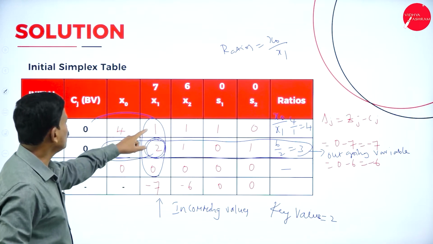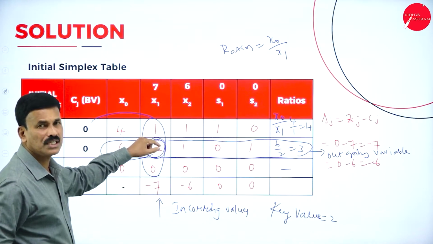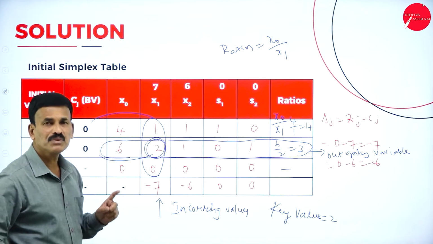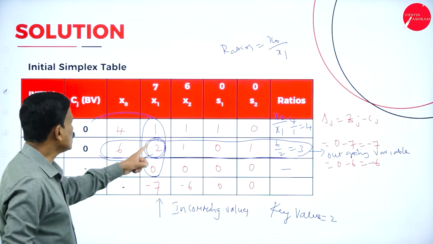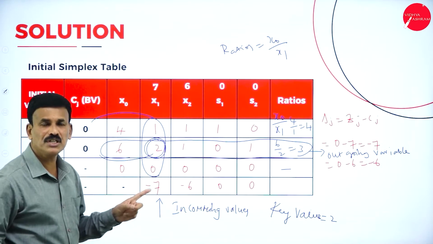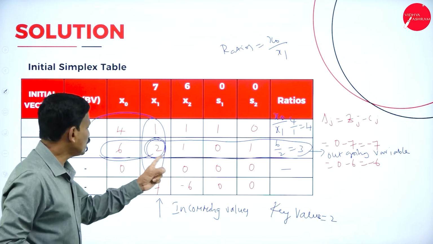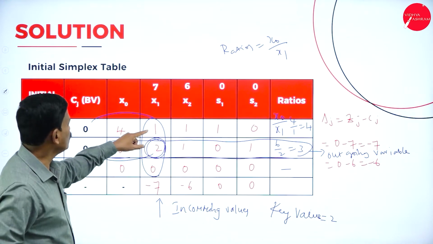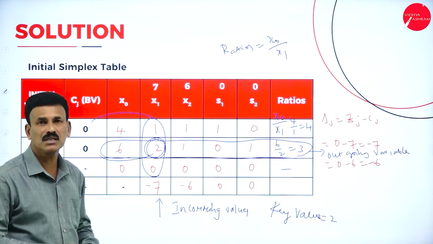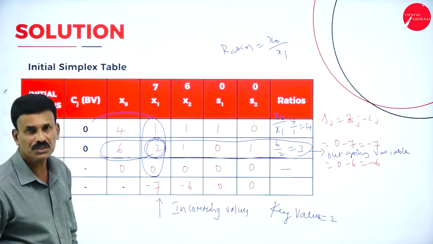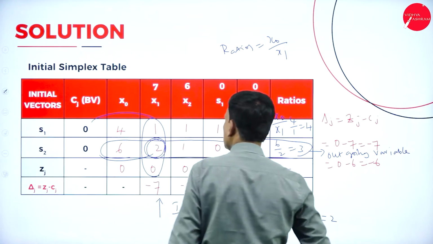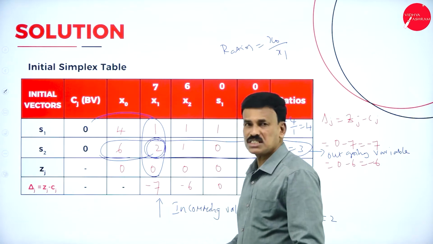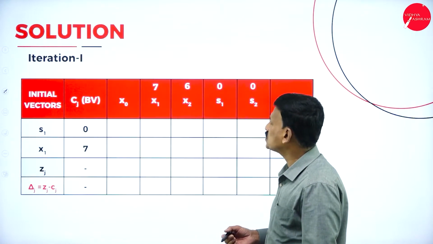And again convert this element as 0. Okay, so there are two important steps. The first step is convert the key element as 1 by dividing throughout by 2, and above this key element convert this element as 0 using the proper elementary row operation. That's it. Now let us come to the first initial simplex table, that is first iteration.